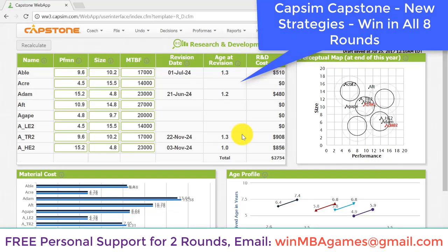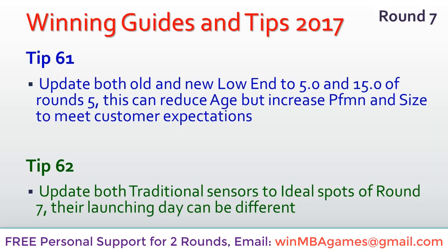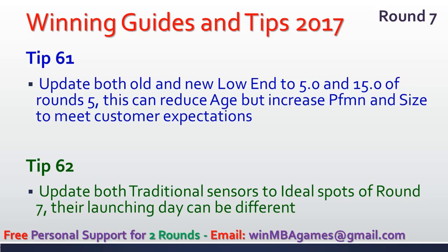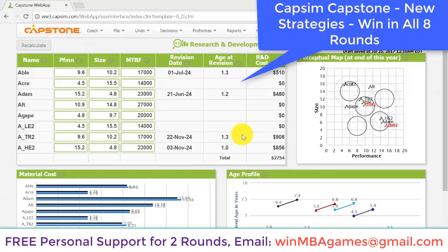From round 6, the company is leading the game right now, and in round 7 we have 6 products in 3 segments. We are going to quit 2 segments after an escape from performance and size. This round we update traditional and high-end to the same performance and size, close to the ideal spot: 9.6 and 10.2 for traditional, and 15.2 and 4.8 for high-end.